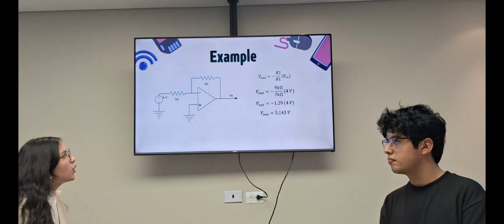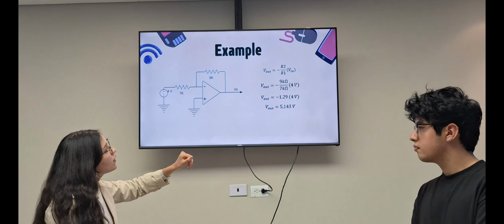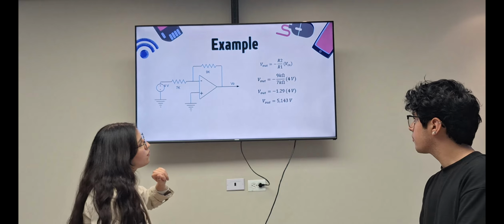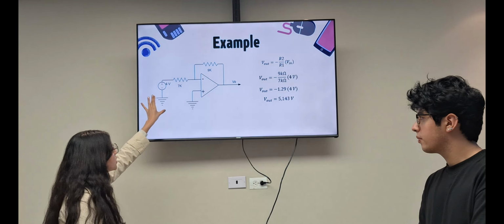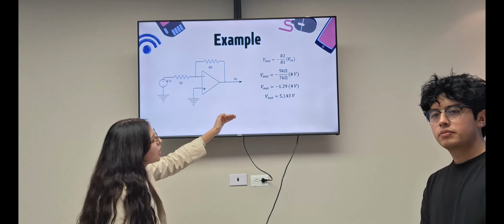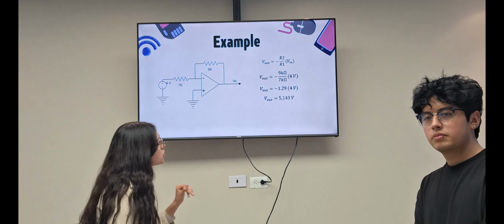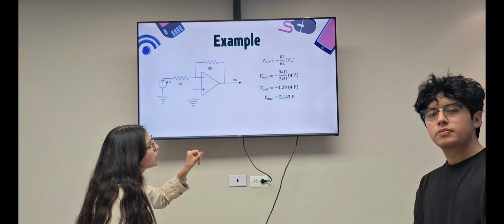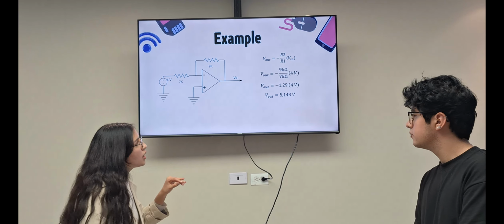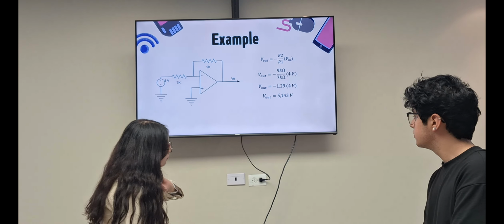For example, we have this configuration. We have these values for the resistors. So Vout is going to be minus R2 divided by R1 multiplied by Vin. As I said before, Vin is our source. So if we replace, it's going to be minus 9k ohms divided by 7k ohms multiplied by 4 volts. Vout is going to be minus 1.29 multiplied by 4 volts, and our final answer is going to be minus 5.143 volts.